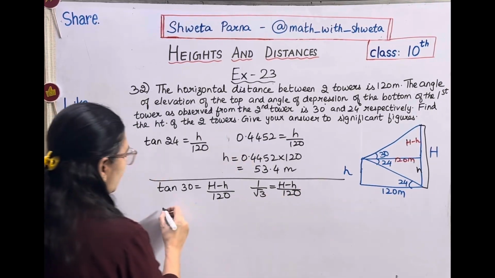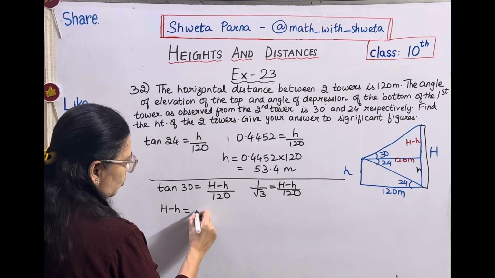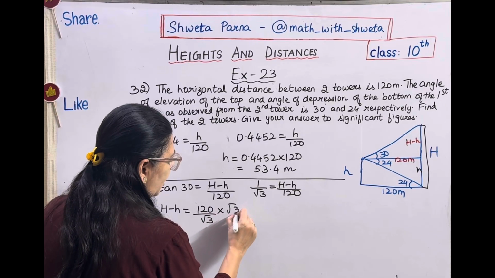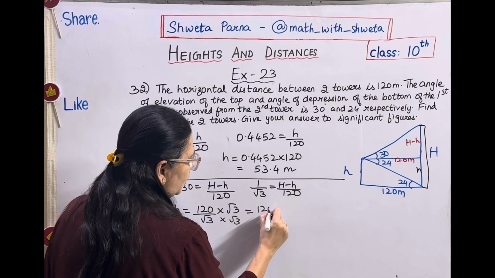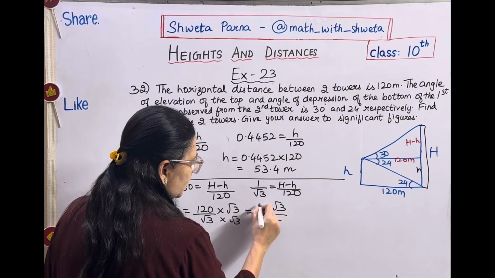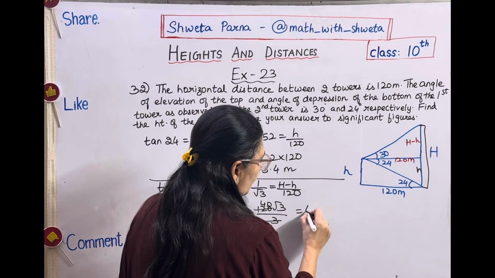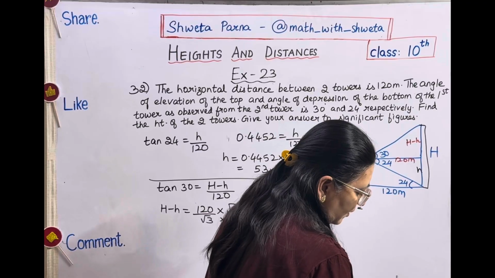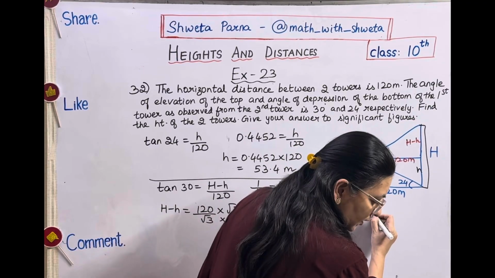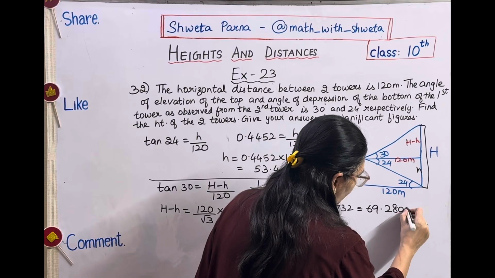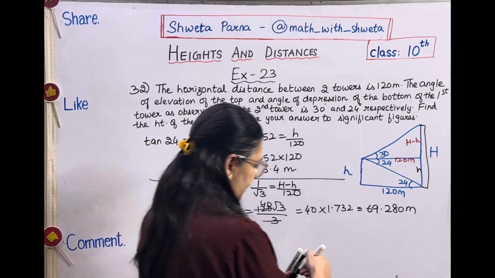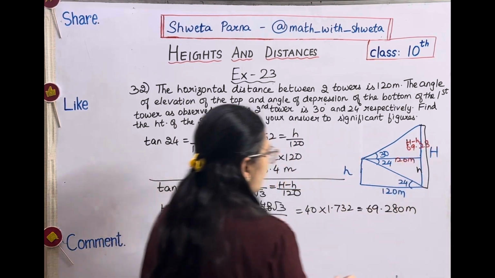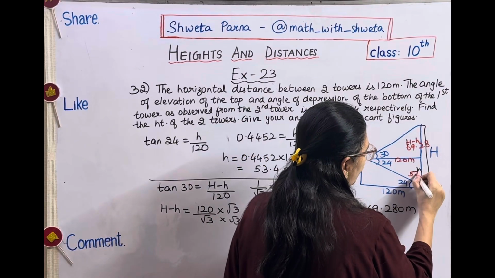Cross multiply, so you will get H minus h is equal to 120 upon root 3. Rationalize it, into root 3 into root 3. So this will become 120 root 3 upon 3, which is 40 root 3. So that is 40 into 1.732. So 40 into 1.732 is 69.280 meter. So what did I get? I got this as 69.28 meter, and smaller h I got 53.4 meter.